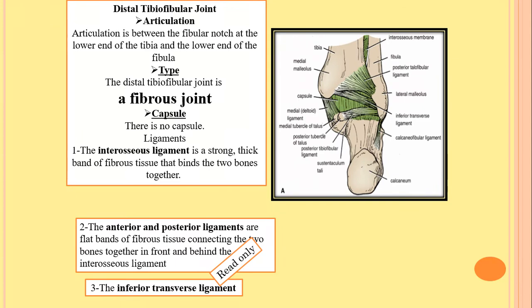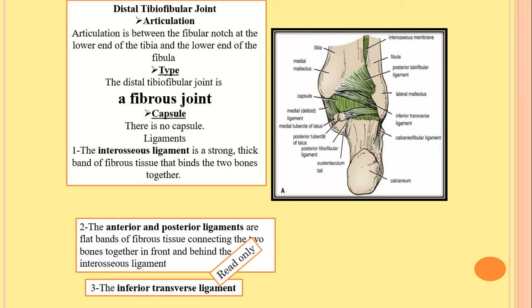The next slide I want to show is this one. This is the distal tibiofibular joint. It's the articulation, then the type. It's a fibrous joint, not a synovial joint, of the syndesmosis type. It means there will be a small amount of movement or no movement at this joint. The ligaments are the interosseous ligament, anterior and posterior ligaments, and the inferior transverse ligament. Because there is no movement at this joint, no movement has been shown here.